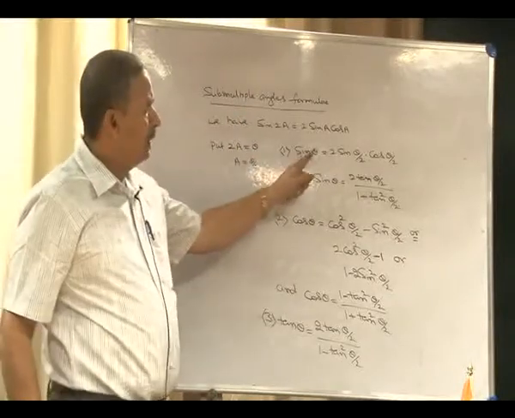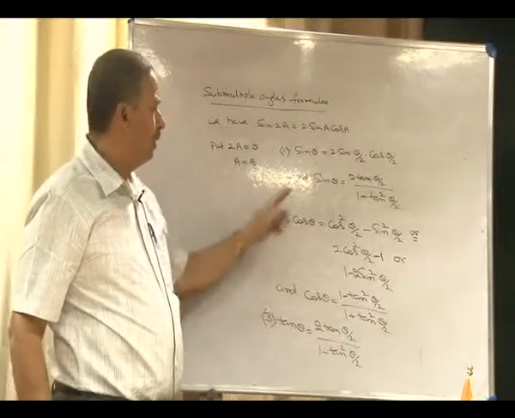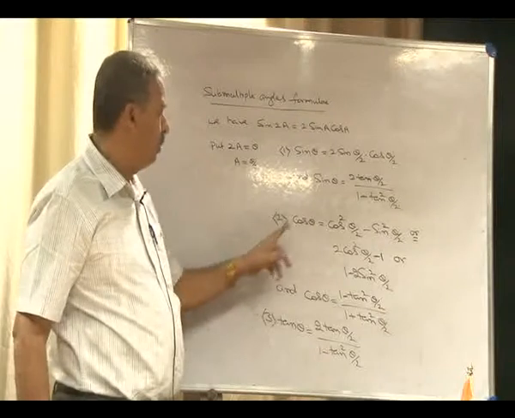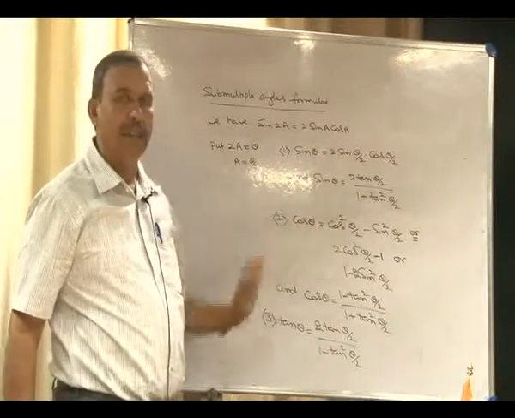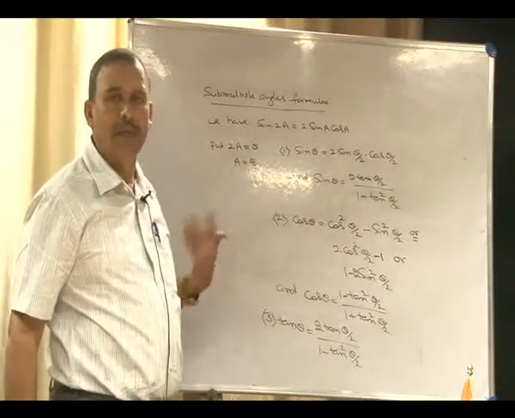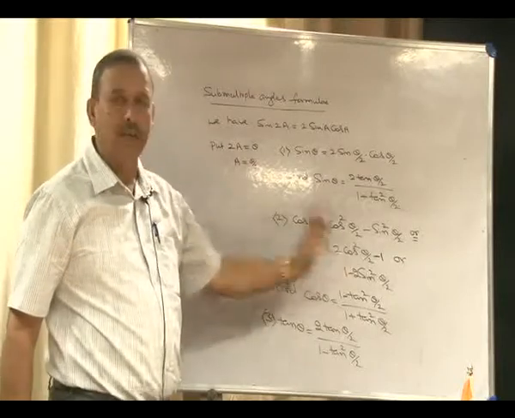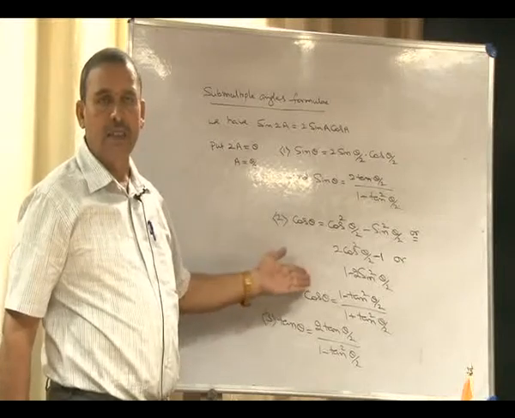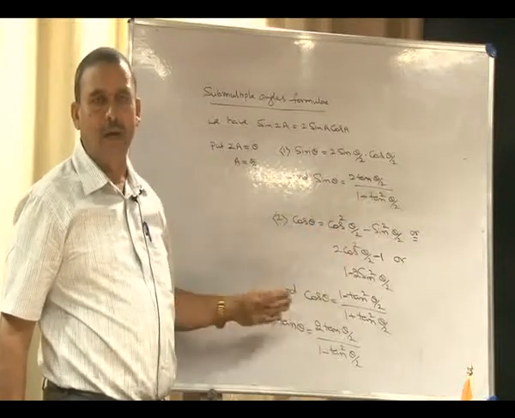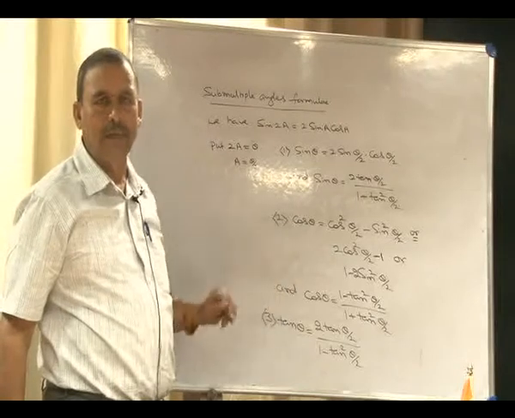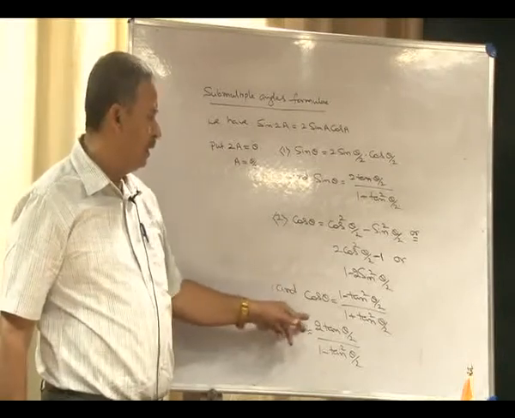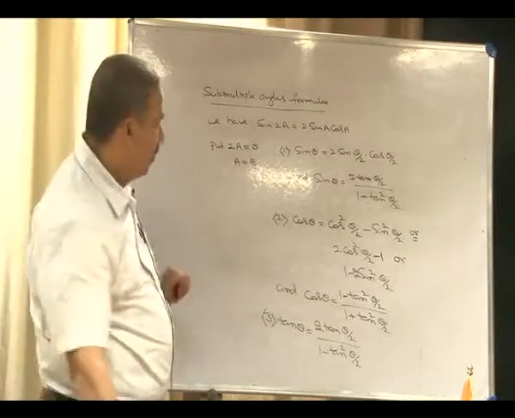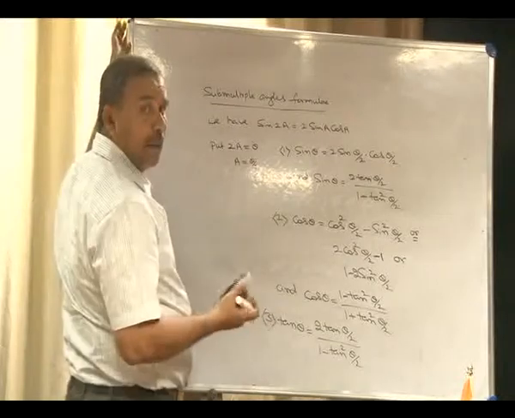That is, sin theta is 2 sin theta by 2 cos theta by 2. Sin theta is 2 tan theta by 2 by 1 plus tan square theta by 2. Cos theta is cos square theta by 2 minus sin square theta by 2, or 2 cos square theta by 2 minus 1, or 1 minus 2 sin square theta by 2. The formula for cos theta in terms of tan is 1 minus tan square theta by 2 by 1 plus tan square theta by 2. The formula for tan theta is 2 tan theta by 2 by 1 minus tan square theta by 2. Now take the problems on multiple angles.